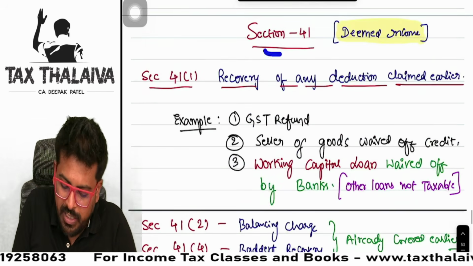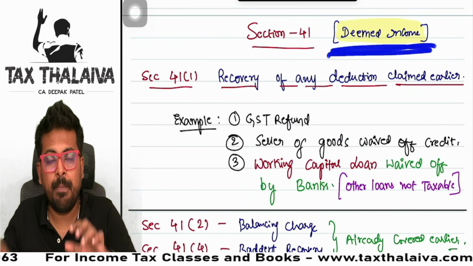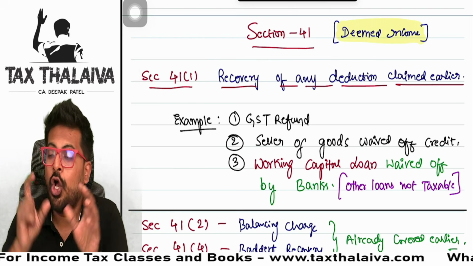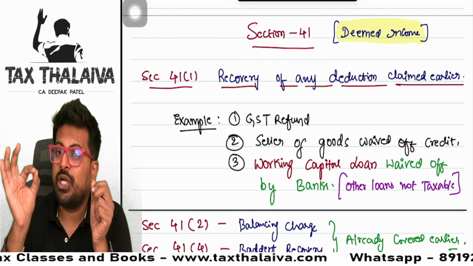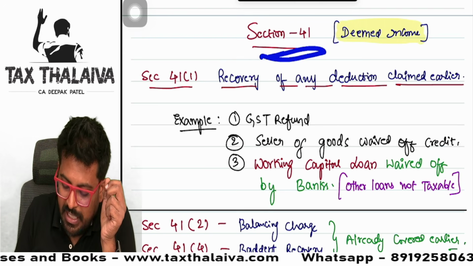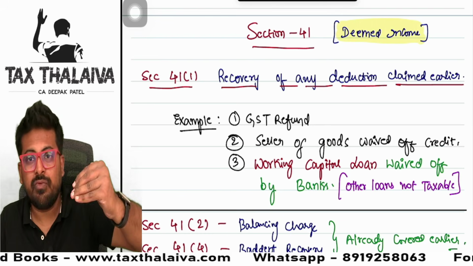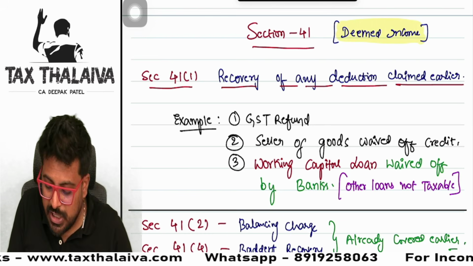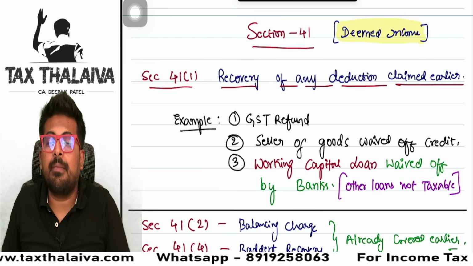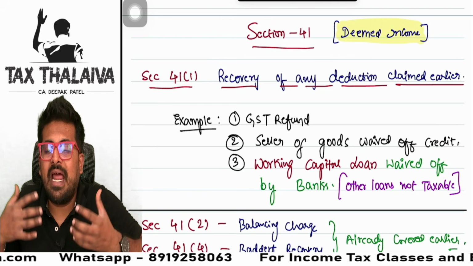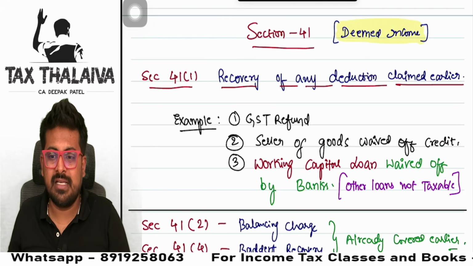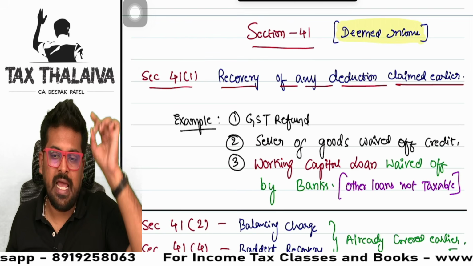Next, section 41, deemed income. If you remember, when we started the topic on the credit side of profit and loss account, I wrote only two sections, section 28 and section 41. Section 28 were actual incomes, but section 41 is deemed income. These are not actually incomes of a business, but these are deemed as income of a business, and you have to pay tax on this.